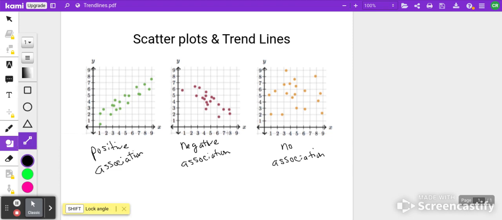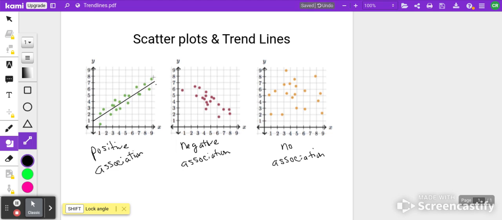So a trend line is a line that goes down the middle of the dots to show about the average, right, where the middle of the dots would be. So on this positive association, you want to draw a line that goes down the middle of the dots. So you want the same number of dots above and below the line. So I'm going to draw this line. I'm going to count my dots and see if that's pretty accurate.